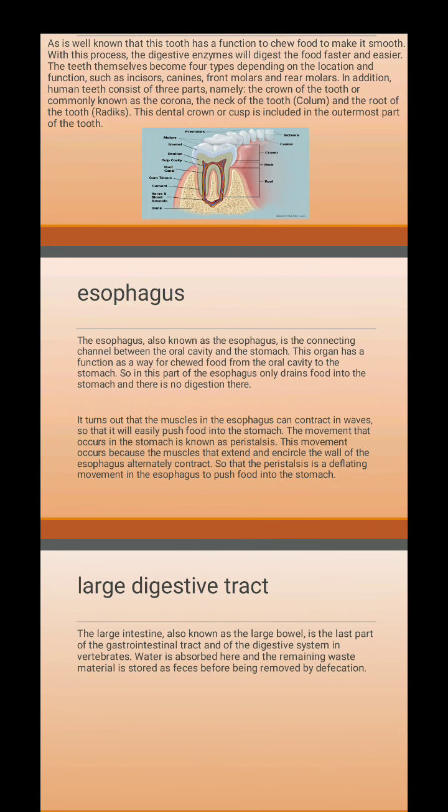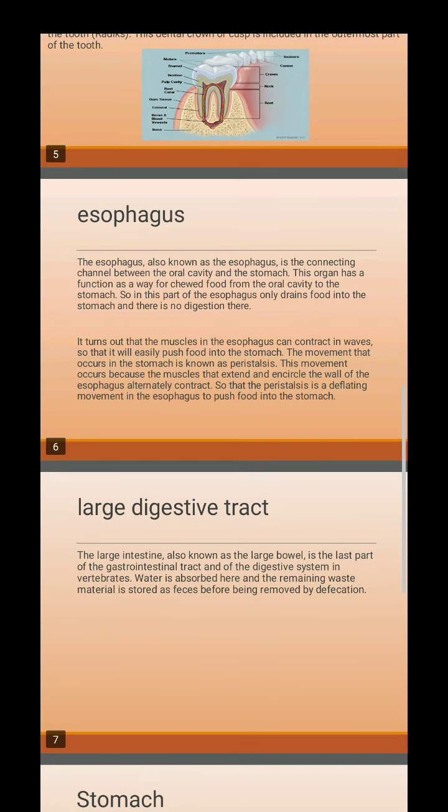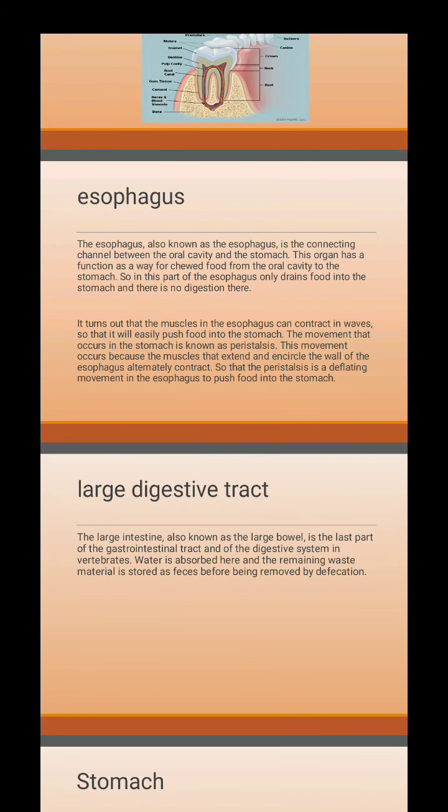Next is esophagus. The esophagus is the connecting channel between the oral cavity and the stomach. This organ has a function as a way for chewed food to pass from the oral cavity to the stomach. So, the esophagus only drains food into the stomach, and there is no digestion there. The muscle in the esophagus can contract in waves, so that it will easily push food into the stomach.